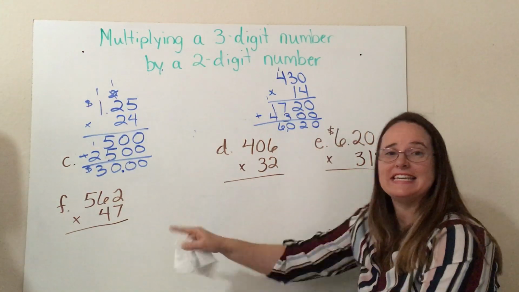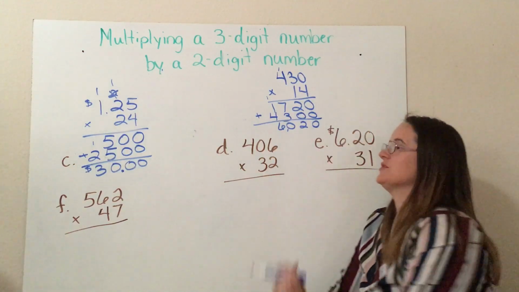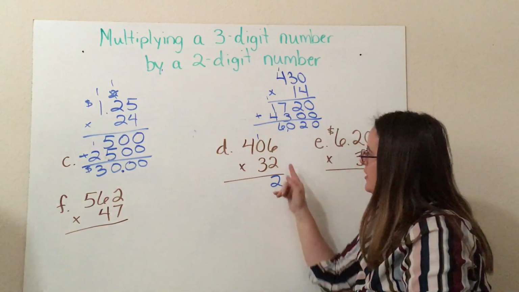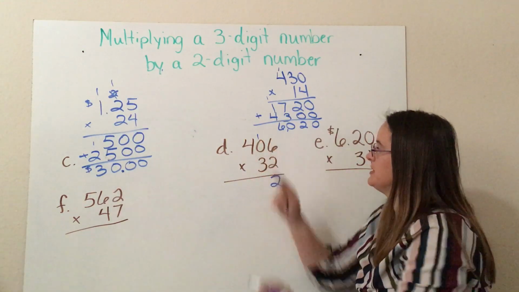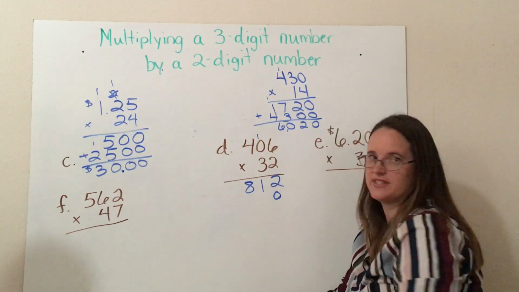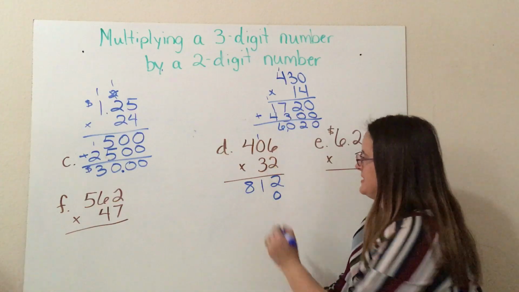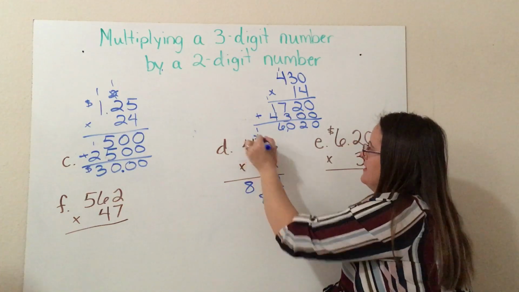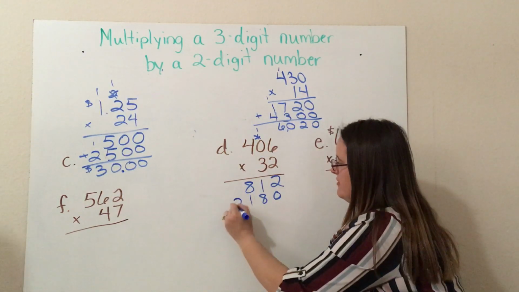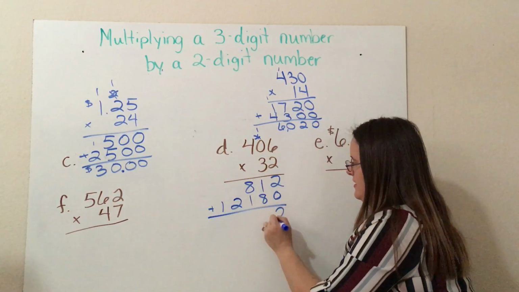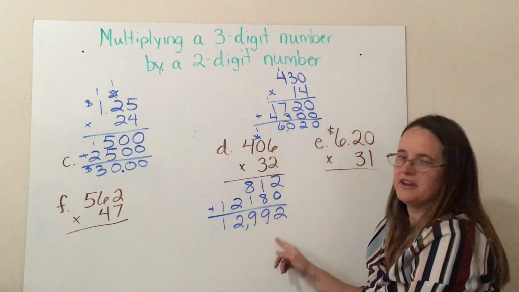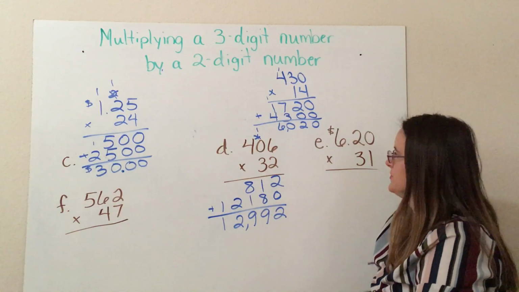Okay, D, E, and F, they are written correctly for us, so we just have to solve these. 6 times 2 is 12. 2 times 0 is 0, plus 1. 2 times 4 is 8. Don't forget your 0 at the bottom there. 3 times 6 is 18. 3 times 0 plus 1 is 1. 3 times 4 is 12. And there is our answer, 12,992.